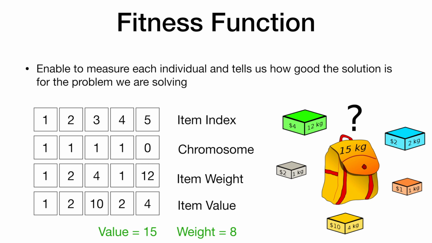in this knapsack. So our solution shows us that we are taking items with weight 1 kilogram, 2 kilograms, 4 kilograms, and 1. So that gives us 8 kilograms. And the summary value is 15. And then we can compare that with different chromosomes and choose the one that's providing us the best possible solution.